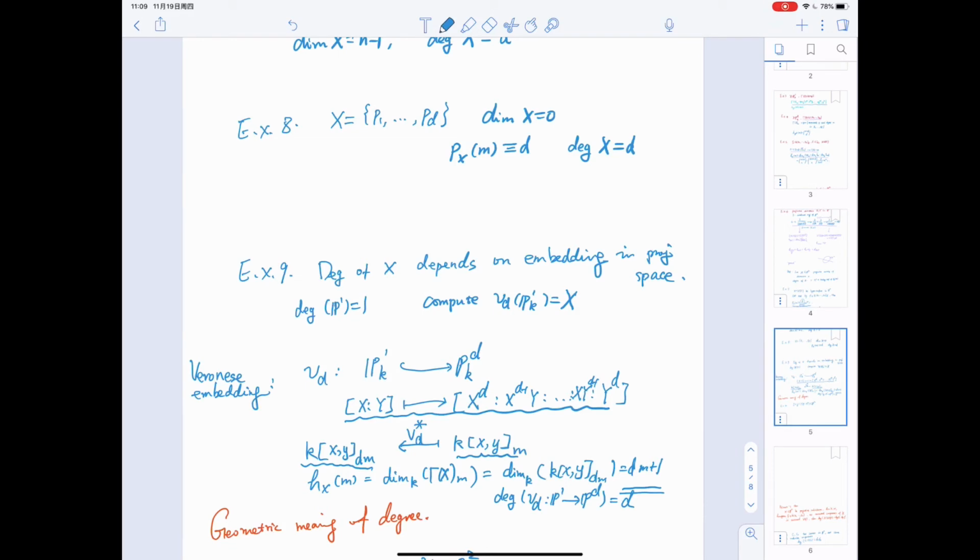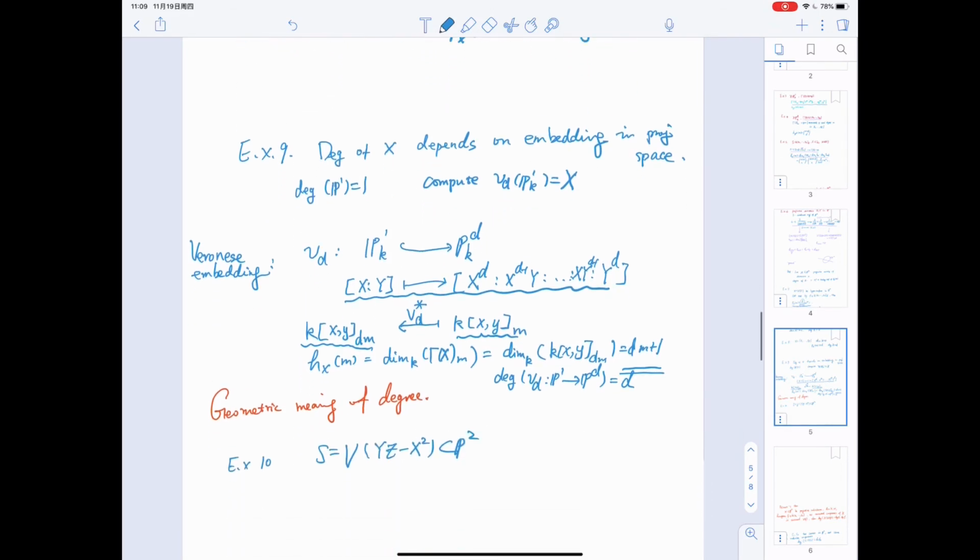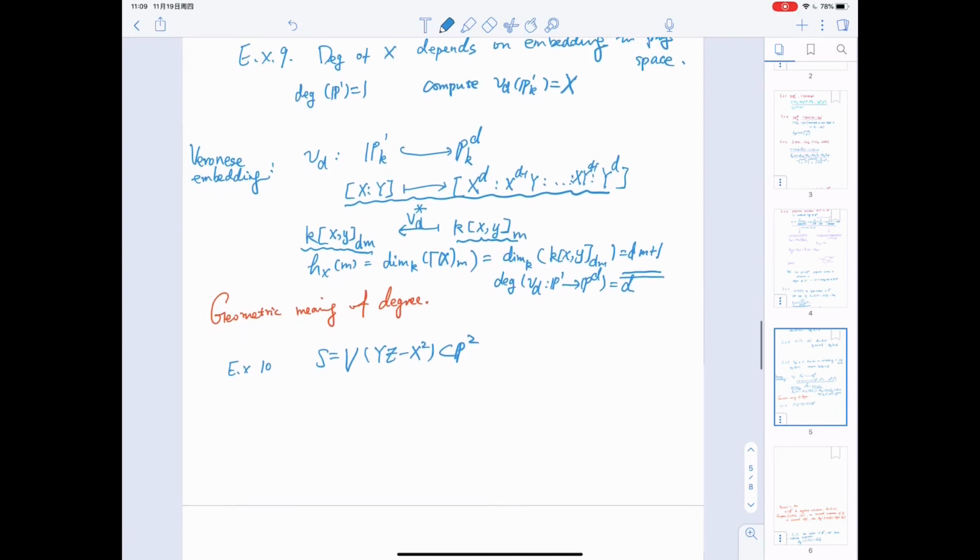Next, we show the geometric meaning of the degree of X by a specific example. Let S be the variety in the projective space defined as the zero set of yz minus x squared. This is a degree 2 hypersurface, so we would like to show that a general line in P2 intersects S at 2 points. To see this, we will work in the affine chart.